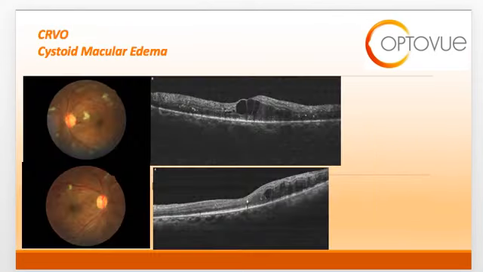It's interesting to note that in cases of vascular occlusive disease, as you can see here, as a case of CRVO, the cystoid macular edema presents very similarly to how it presents in diabetic retinopathy. Thus, you really need to use the fundoscopic appearance alongside the OCT to determine the etiology of the cystoid macular edema.